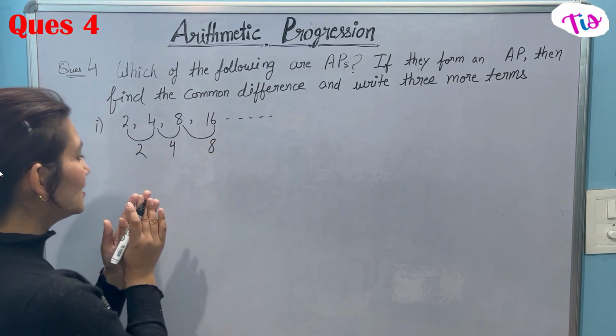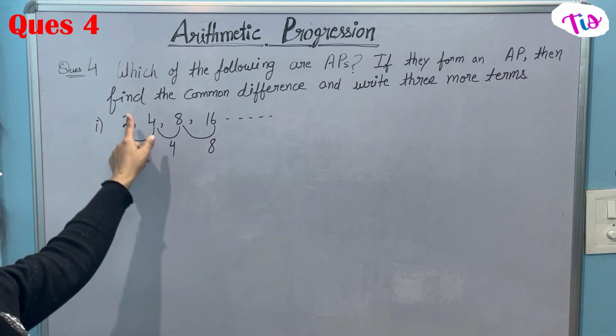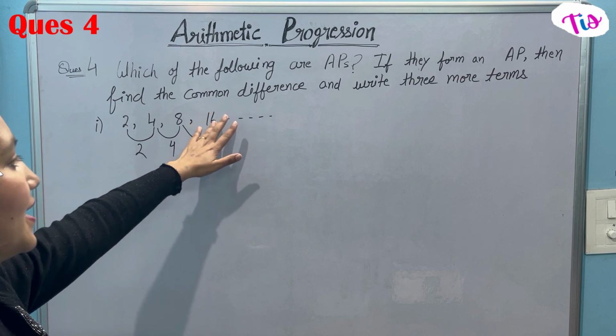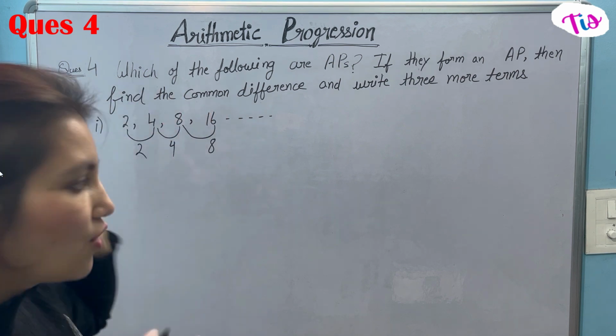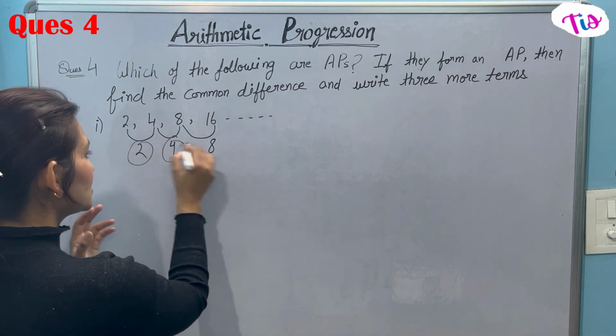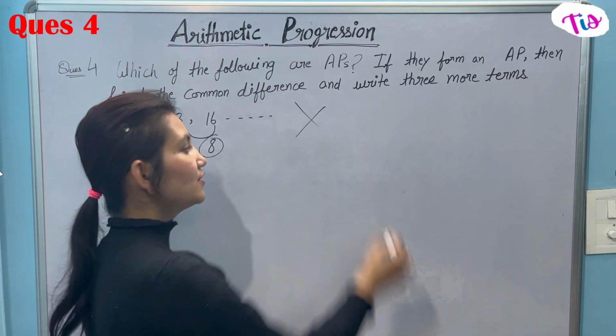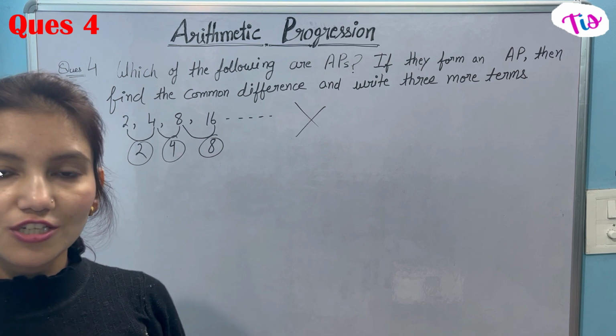So you can see here that the difference of two consecutive terms, a2 minus a1, a3 minus a2 and a4 minus a3, is not constant. This is not the same. Which means that this sequence does not form an AP. Cool?